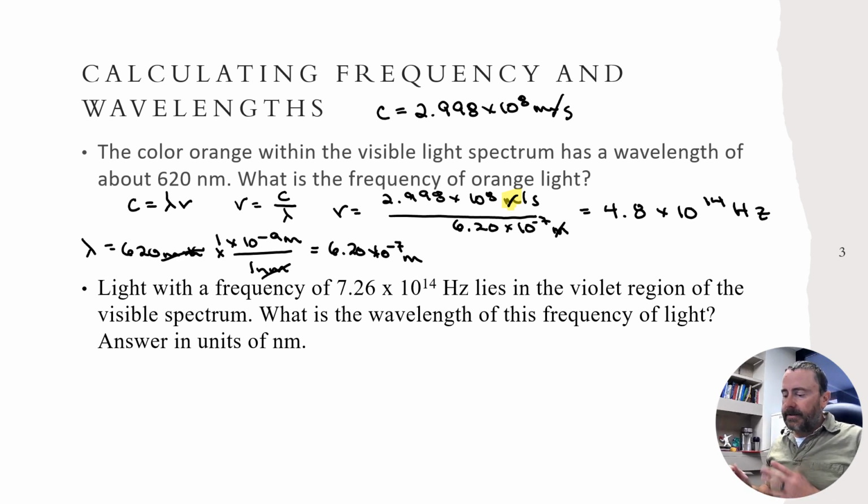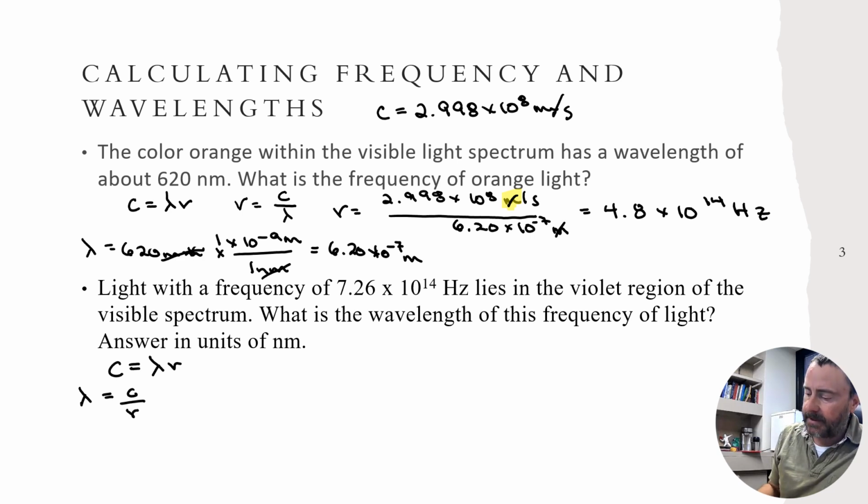All right, another one here is light with a frequency of 7.26 times 10 to the 14th hertz is in the violet region. What is the wavelength of this frequency? All right, and it says that we want our answer in nanometers, so we can do that. Okay, so again, we want wavelength. So we've got c is equal to wavelength times frequency, or another way of writing that is wavelength is equal to c over frequency.